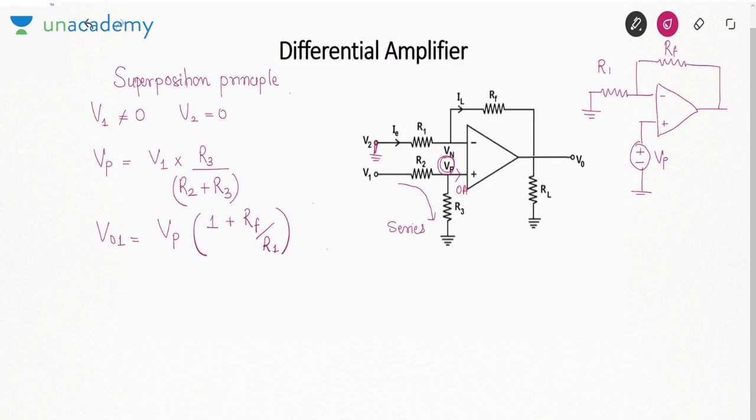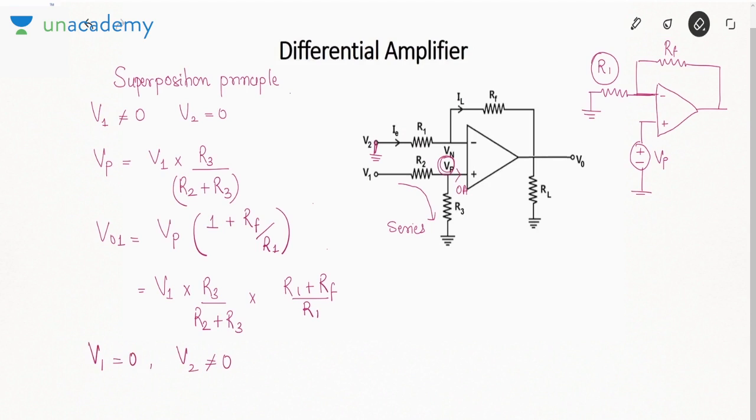RF is the feedback resistance. R1 is the resistance connected at the inverting terminal. So V1 into R3 over R2 plus R3, into R1 plus RF over R1. Okay. Now we will consider V1 equal to 0 but V2 not equal to 0.